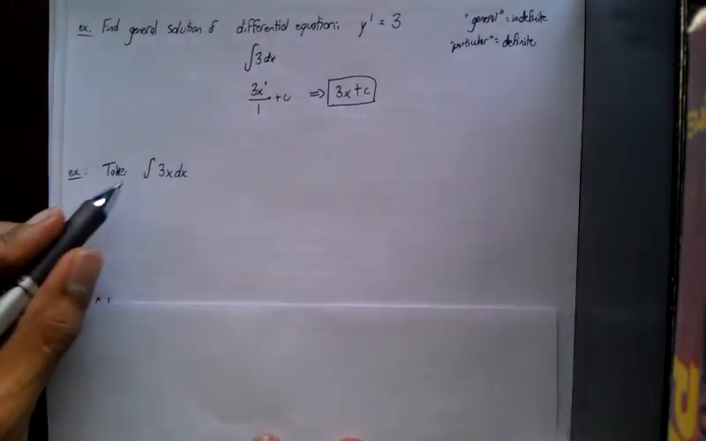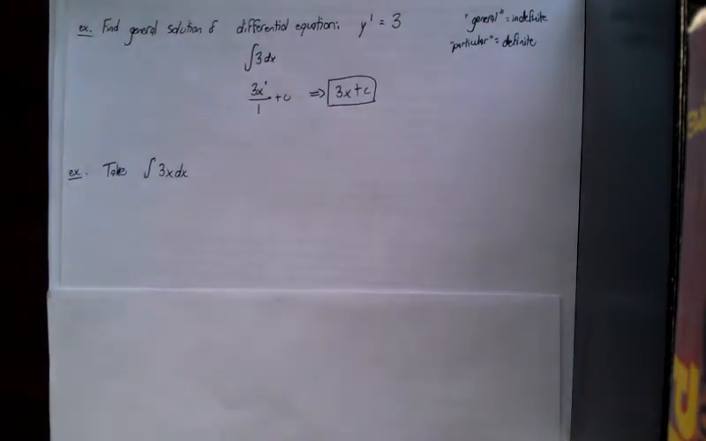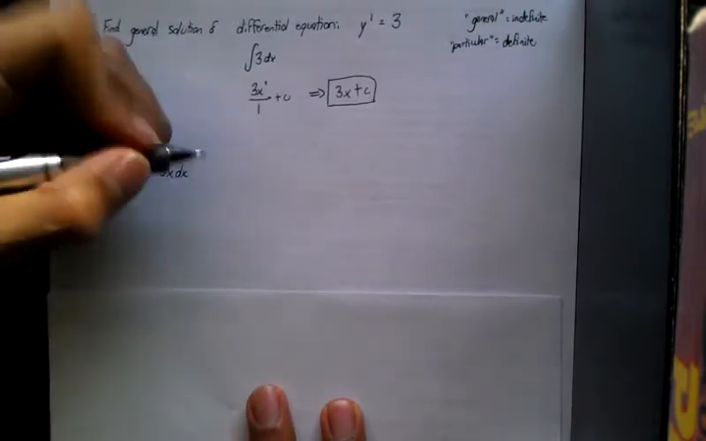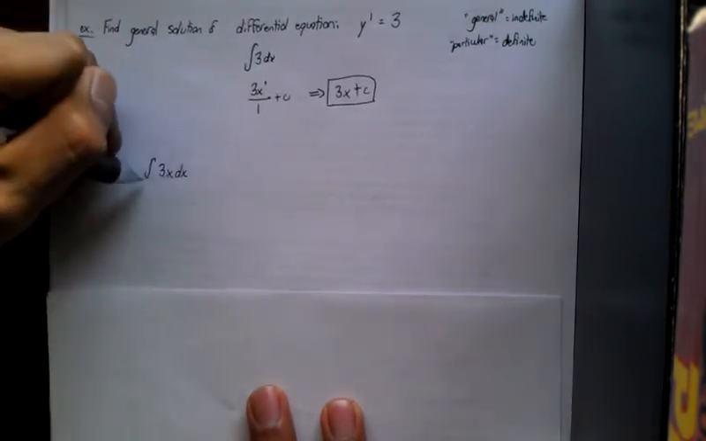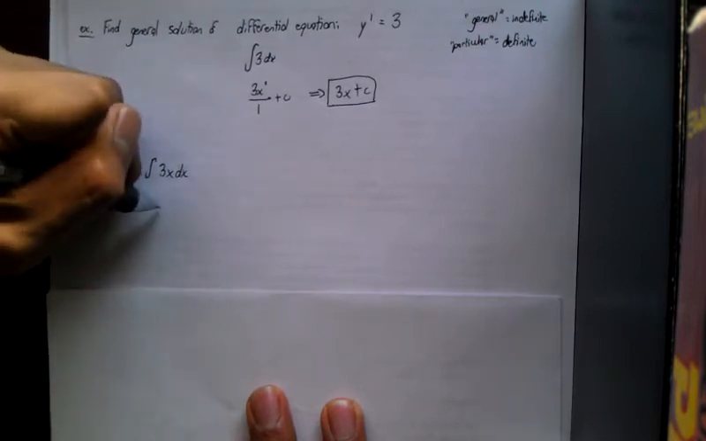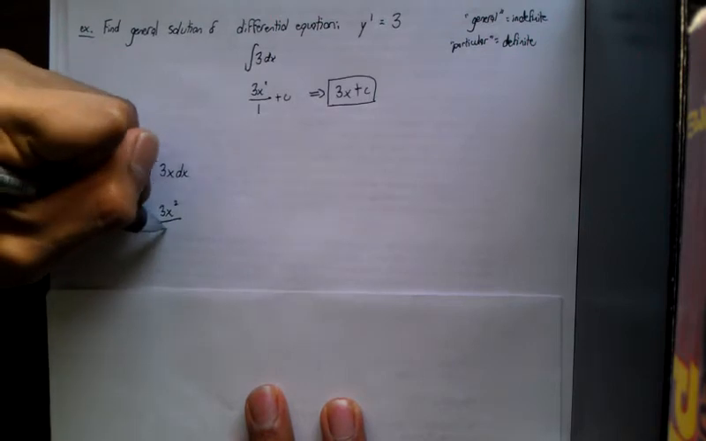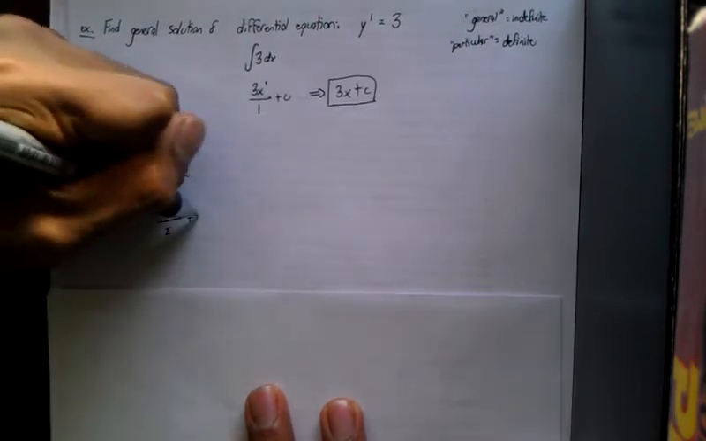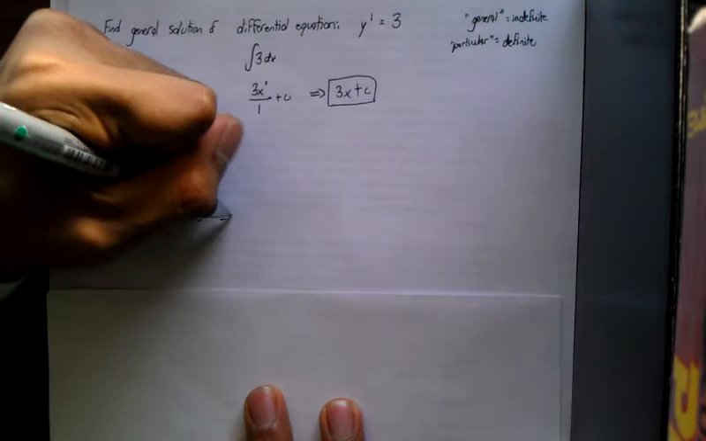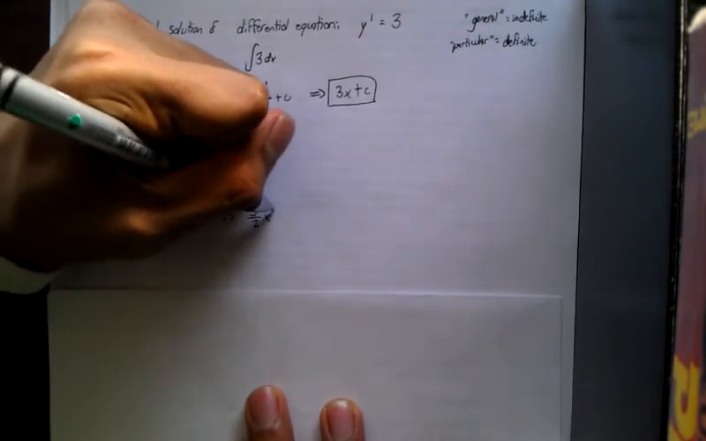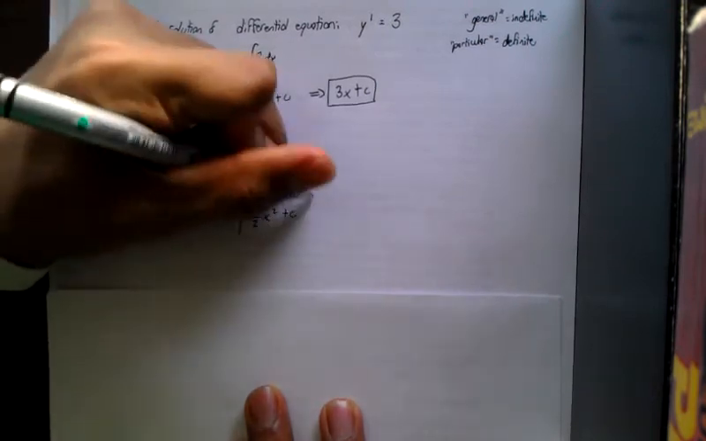Example 2. Take the integral of 3x dx. Or take the antiderivative of 3x dx. So first step, raise the exponent by 1, divide by the new exponent, and add c. Simplify, you get 3 halves x squared plus c.